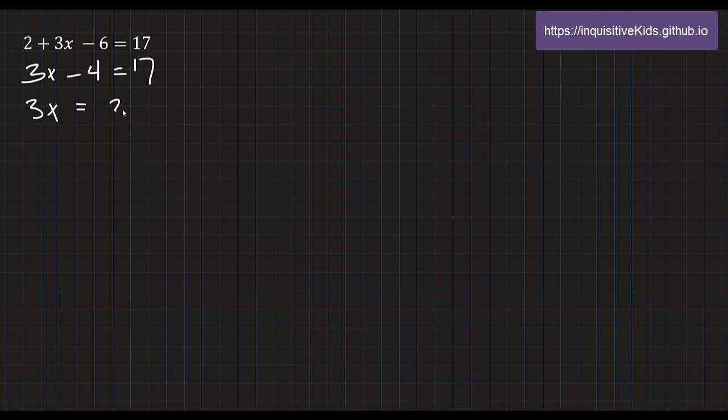Then we simply divide a 3 on both sides to get rid of this 3 here in 3x, so that these two 3's on the left side cancel out, and we have x is equal to 21 divided by 3, which is 7.